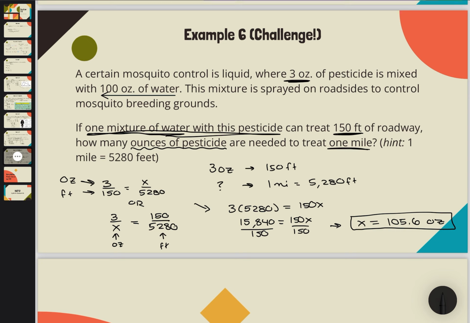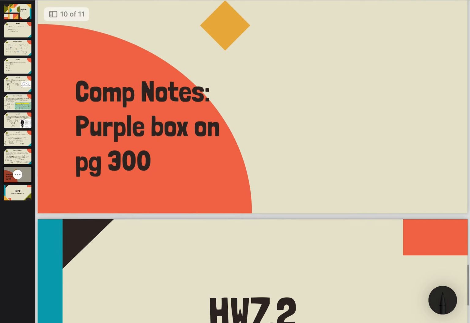And then our last step, step 4, check. Does this kind of make sense? Well, what's the difference between 150 feet and 1 mile? I'm going to just say, what's 5,280 divided by 150? I'm getting 35.2. So I know that I'm going to need at least 35 times the amount of pesticide, right? If I multiply 35 times 3, that's giving me 105. So yes, this answer works great. I have a little bit more than 35 times that amount of pesticide. I need 105.6 ounces. Good job, folks.